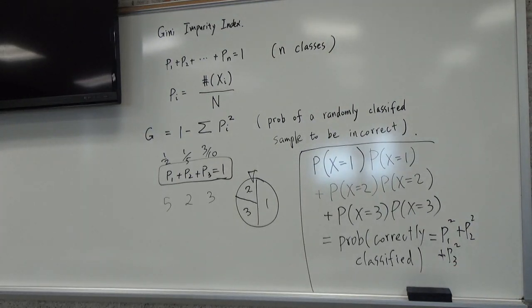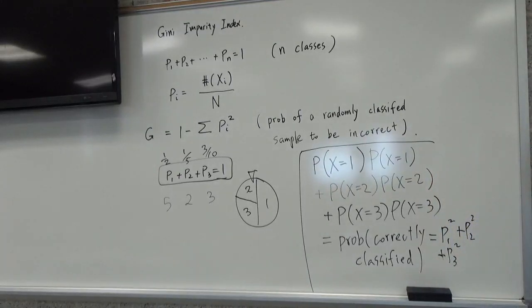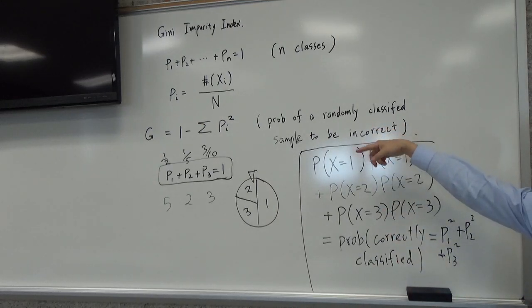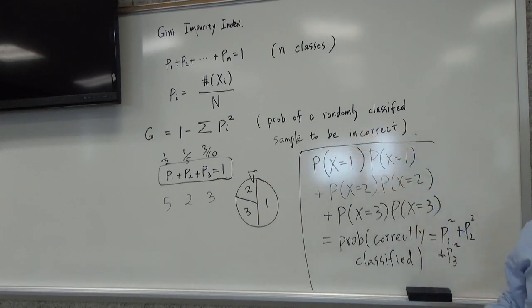And then, as you know, always if you want the probability of something that's not, then you subtract from 1, right? So this Gini impurity index is obtained by subtracting, 1 minus correctly classified, so that you get the probability of incorrect classification. Right? That's why that's true. Is that okay? Yeah, that's the Gini impurity index.